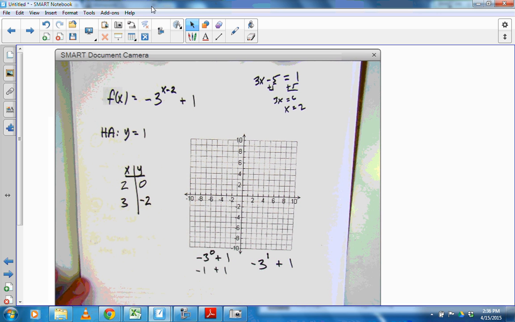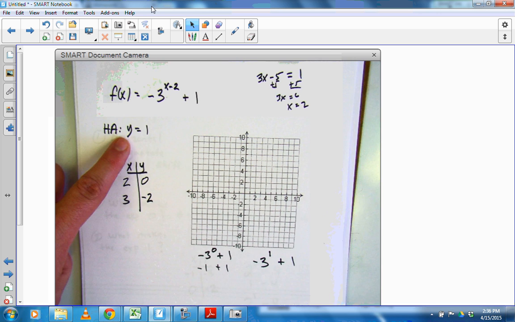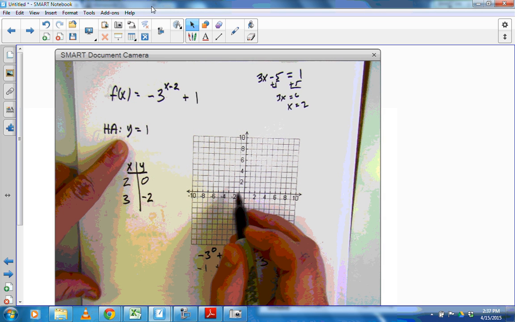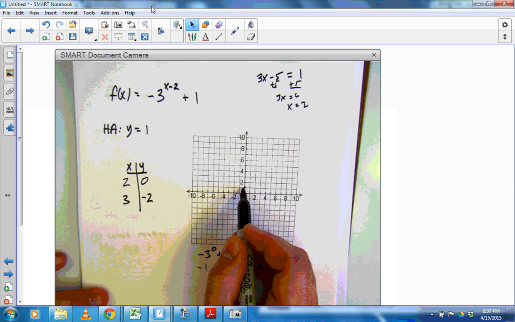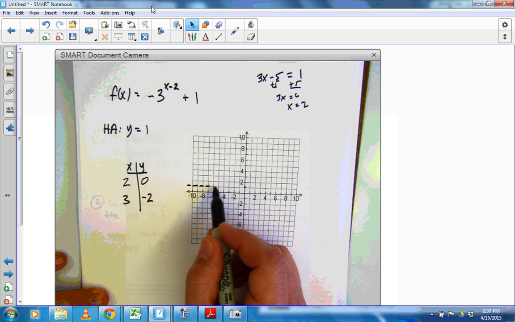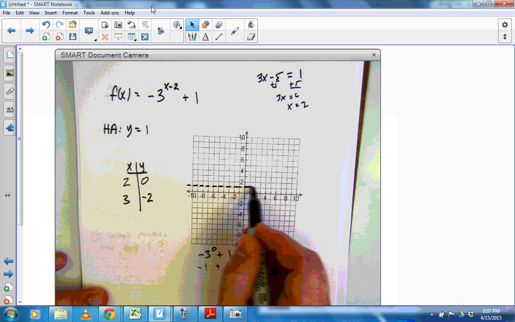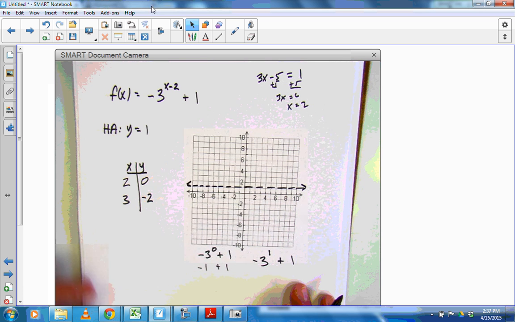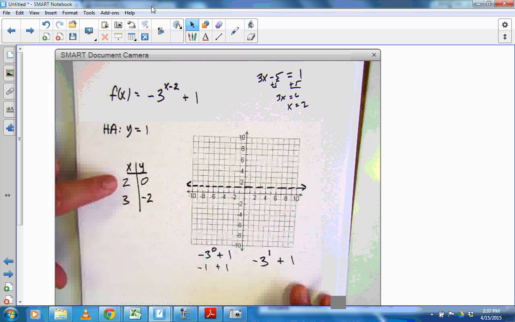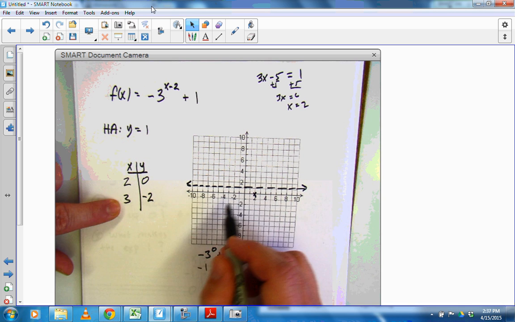Now let's graph it. So the horizontal asymptote is y equals 1. So you go up to 1, and you remember, we should have done it at first. So what are we going to do there at 1? A dotted line. This is the line that I'm going to get closer and closer to, but I'm not actually going to hit it or cross it. Now let's do my points. I got 2, 0, which would be right here, and then 3, negative 2.